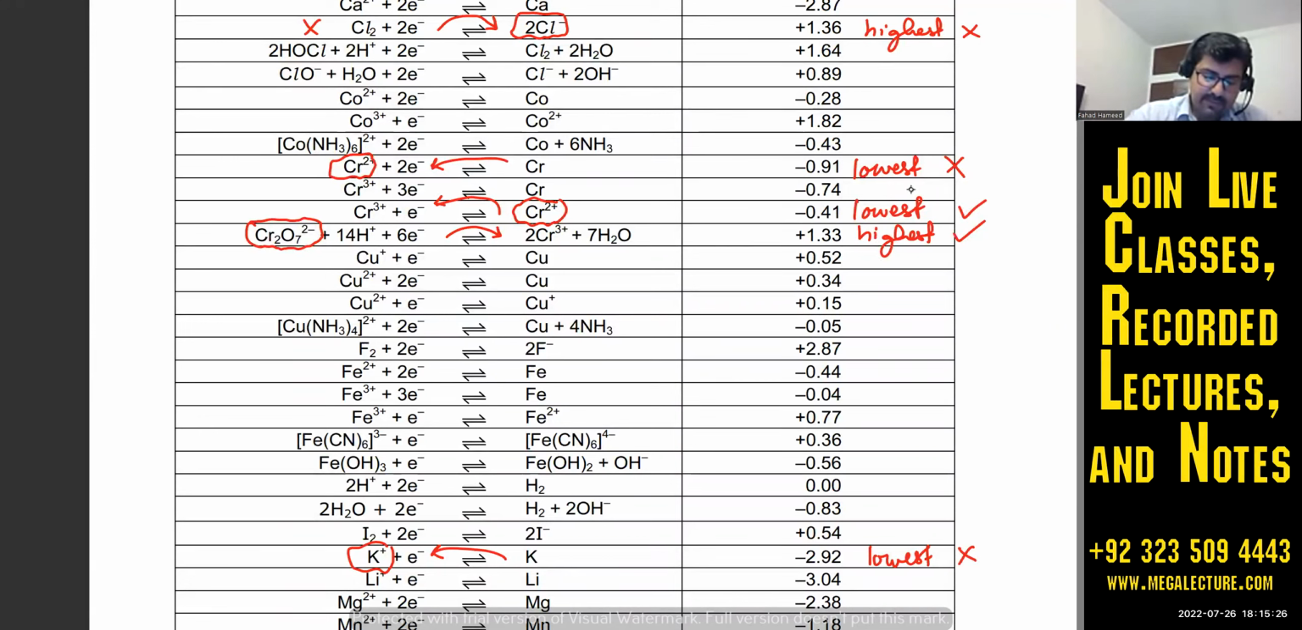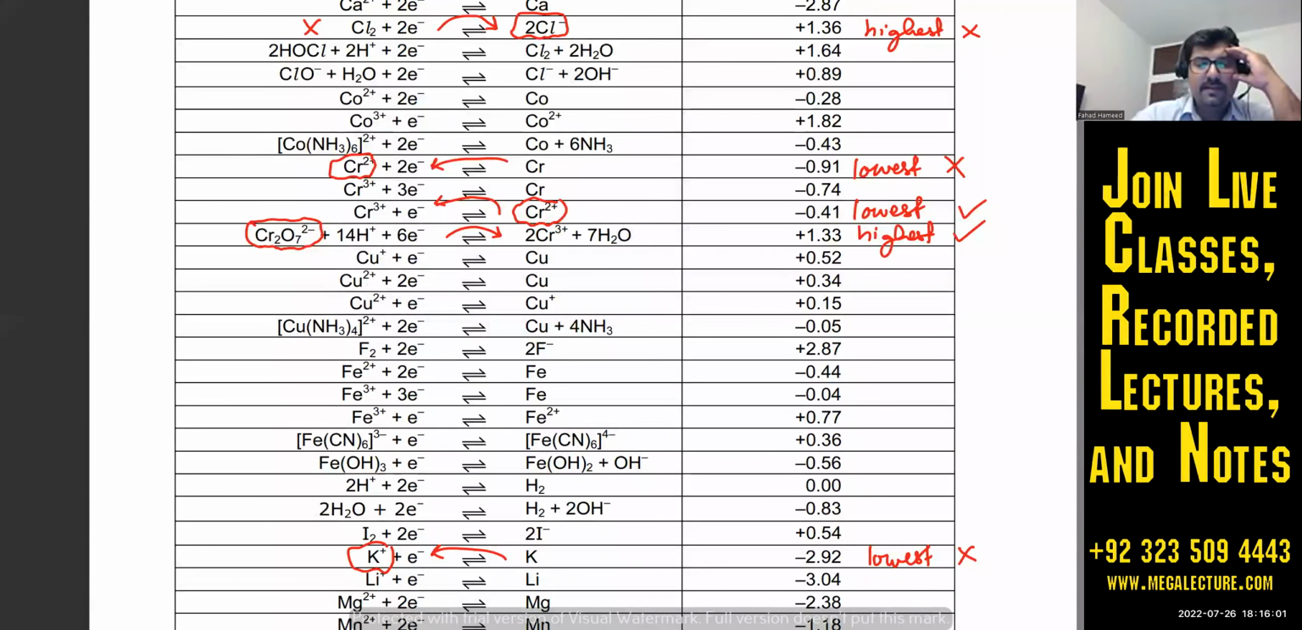So I'm going to write this equation. It's Cr3 plus plus one electron in equilibrium with Cr2 plus, and this is minus 0.41 volts. Is it clear to everyone how I figure out who's the highest and who's the lowest? Is it clear? Yes or no, Alicia? Asim, Shayan, is this clear?